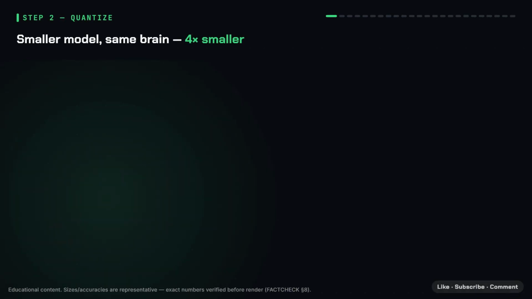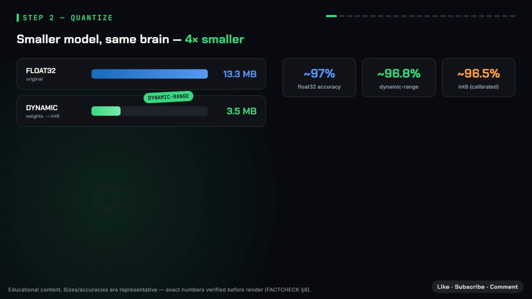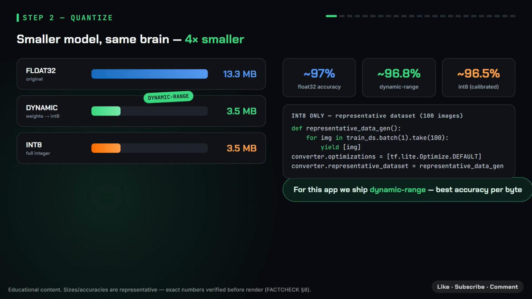Step 2. Make it small. Dynamic range quantization shrinks the model to about 3.5 megabytes, 4 times smaller, with almost no accuracy loss. Full int8 needs a representative dataset, 100 images. For this app, we ship the dynamic range model.